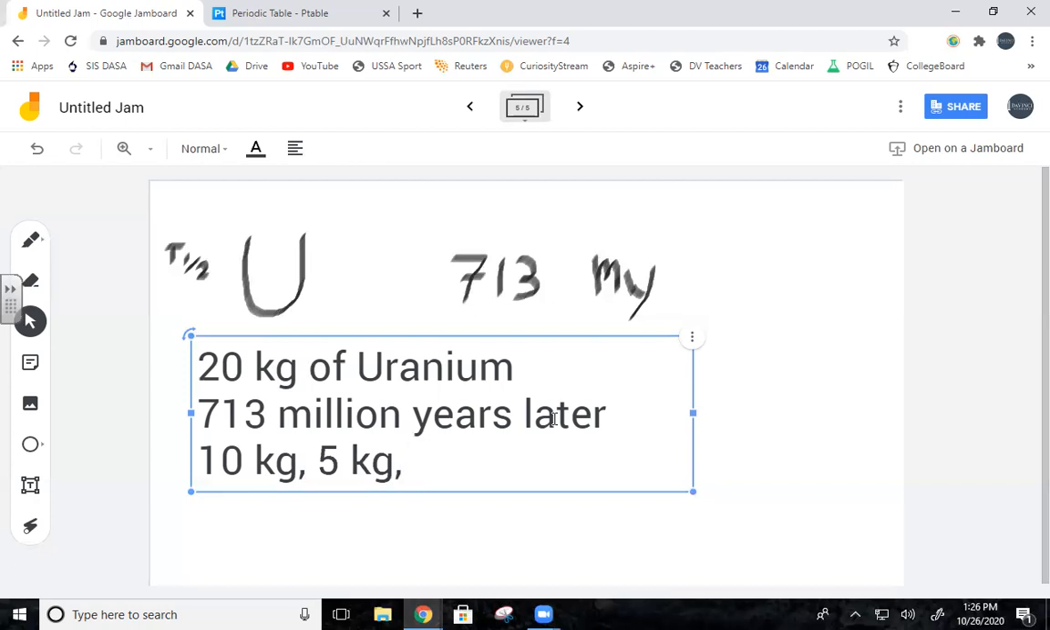So 10 kilograms, 5 kilograms. Then we go 2.5. And then 1.25. So for every 713 million years, we decrease by half. That is the half-life. That's the whole deal. Okay? So I'm going to move on here.